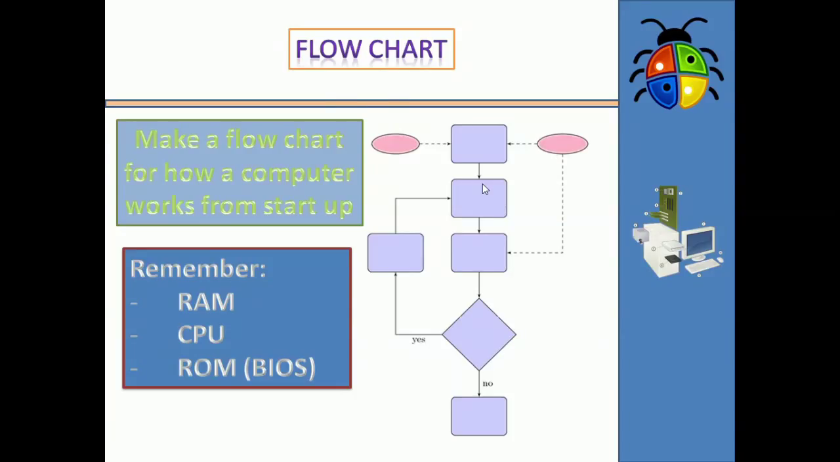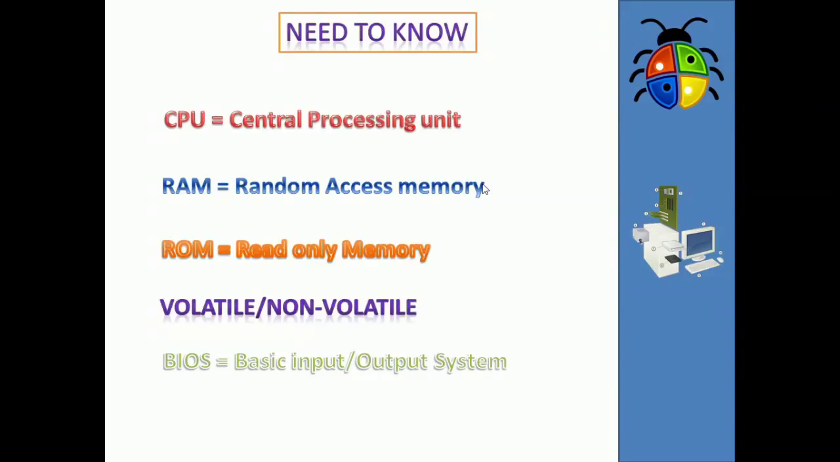Alright, so quite a quick one today. But here's what you need to know. You have to know that CPU stands for Central Processing Unit. And you have to know that that's the brain of the computer. You have to know that RAM stands for Random Access Memory, which is a volatile memory. That is, it's erased when the computer is turned off. And it's used for storing programs while we are running them.